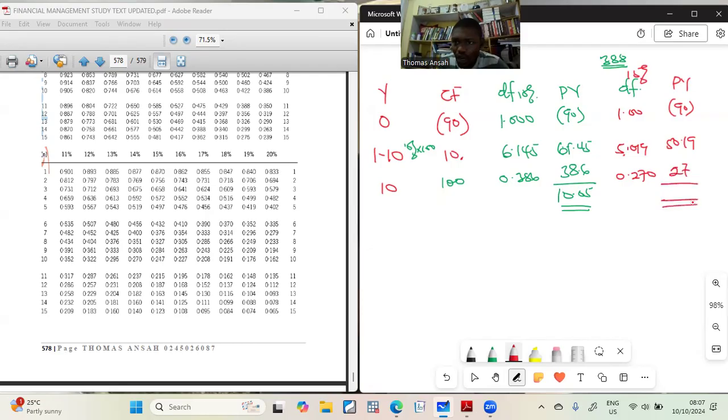So what do I have? I have the 27 plus 50.19 minus 90. Minus 90. And that gives me negative 12.81, which means I went very far with the discount. I should be getting somewhere close to 0.